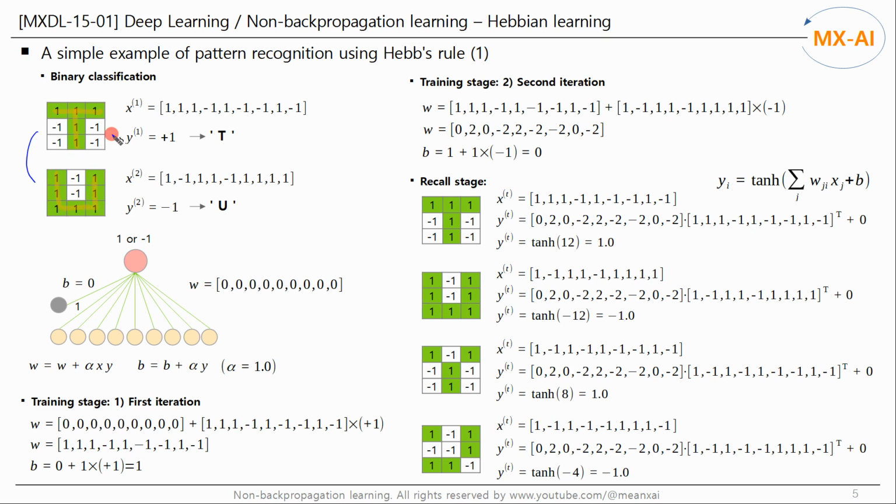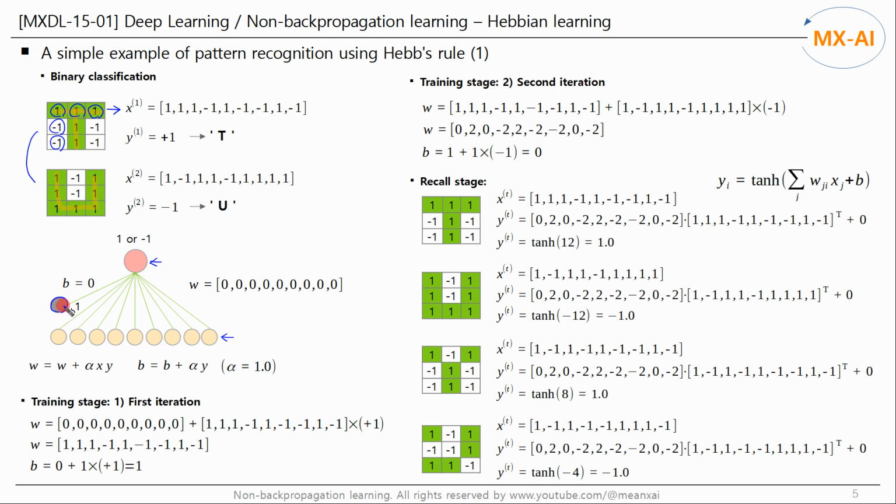The pixel values in the images are either +1 or -1. +1 is the foreground color, -1 is the background color. This image is represented as a one-dimensional vector, like this. The neural network is structured as follows. There are 9 neurons in the input layer and 1 neuron in the output layer. And there's one bias.